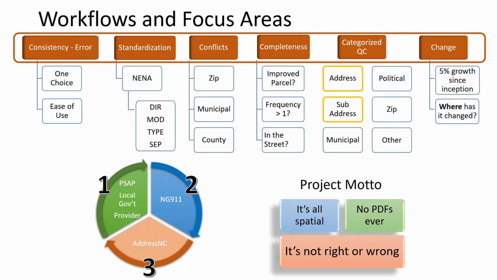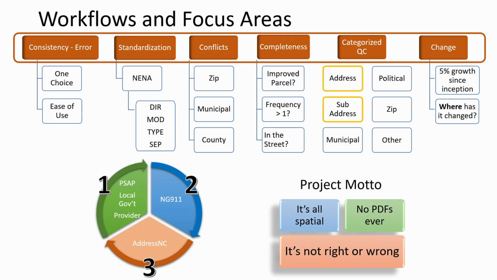So consistency and standardization, they're close, they resemble each other, but there's differences. So I'll start with consistency first. So did you know there's 16 ways to spell incorporated? There's 7 ways to spell avenue. But with AddressNC, what you're going to find is there's one way to spell that. And that's our job, is to make it easy on you so that you only have to deal with one value instead of many. We've taken the OR operator out of your select by attributes.